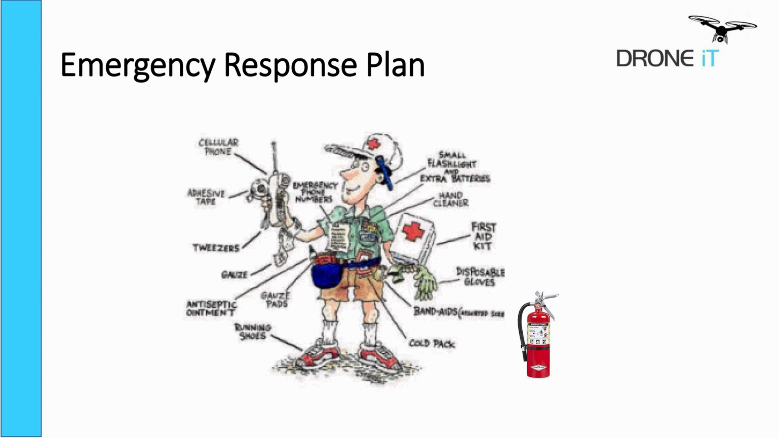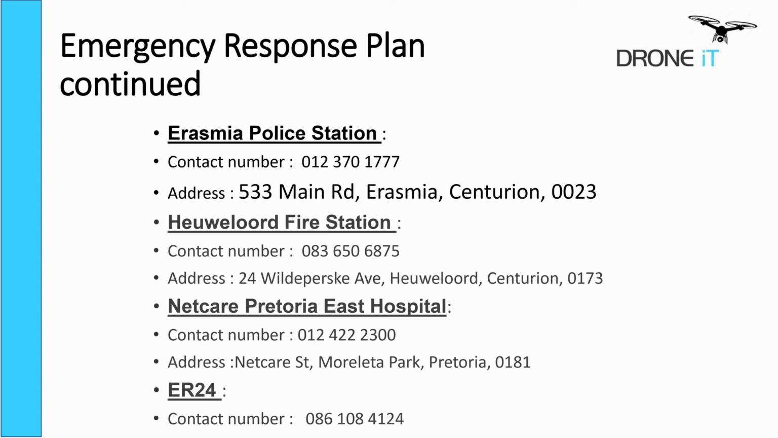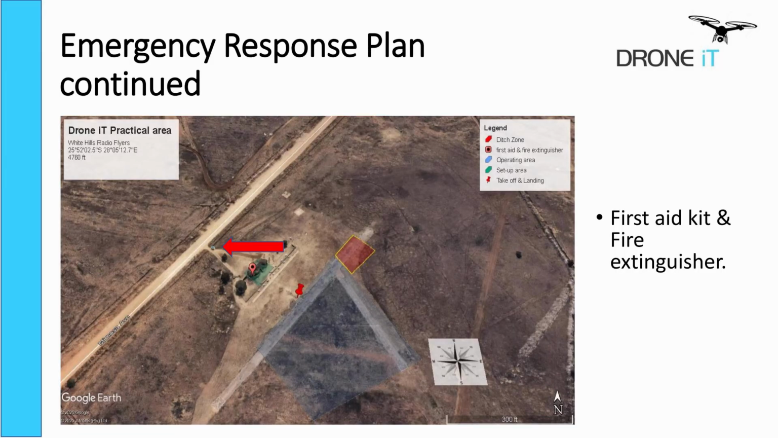So therefore, it's very important to have an emergency response plan before all operations. Now, when you plan for an emergency response plan, get first of all information on the closest police station, fire station and hospital. It's also good to have the contact numbers and address for these especially, and then also getting some directions from the operating site to the different police station, fire station and hospital.